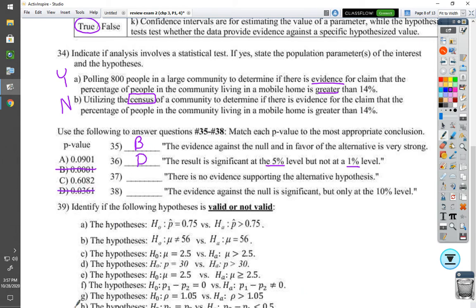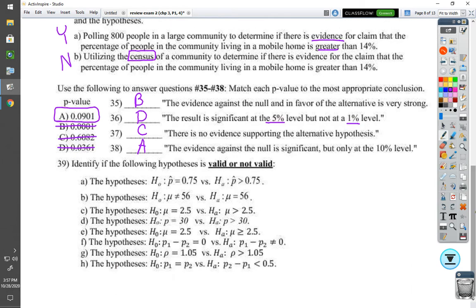There is no evidence supporting the alternative hypothesis. Well, if we look at that, that's letter C, because it's 0.6. That thing is so big that we wouldn't even think about getting rid of it. And the last one, the evidence against the null is significant, but only at a 10% level. This one here is just barely below 10%, so it makes 10%, but it doesn't make 5, and it certainly doesn't make 1.